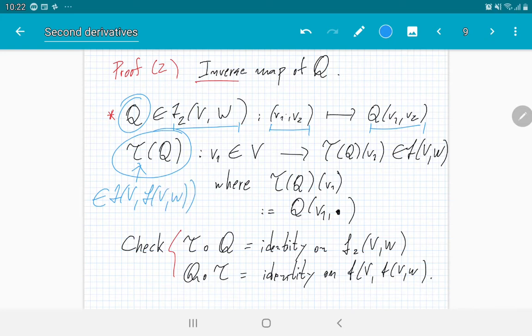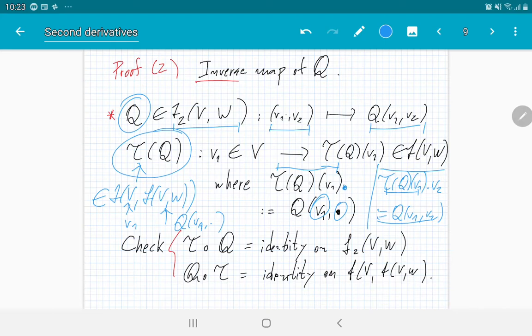So I take this map, tau of Q. It's going to take as input a vector V1 here, and I'm going to produce as output an element of this space. What this is doing is taking the bilinear map Q, fixing V1 as the first element, and letting V2 vary. So I want to define tau Q of V1, and show how it acts on a vector V2. That's just by definition Q of V1, V2. That's a definition.